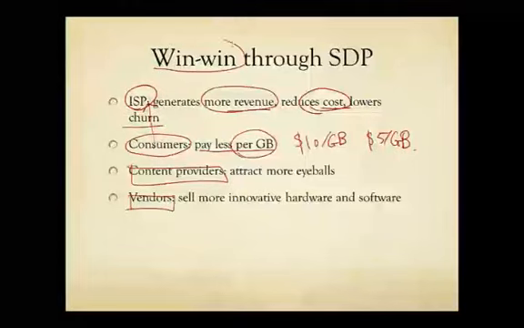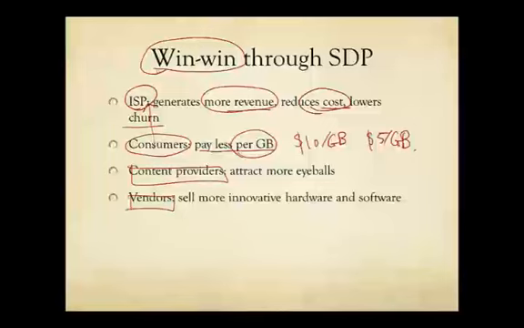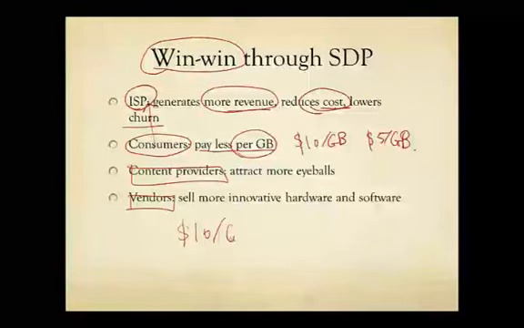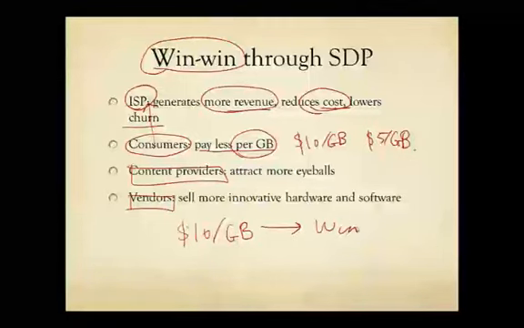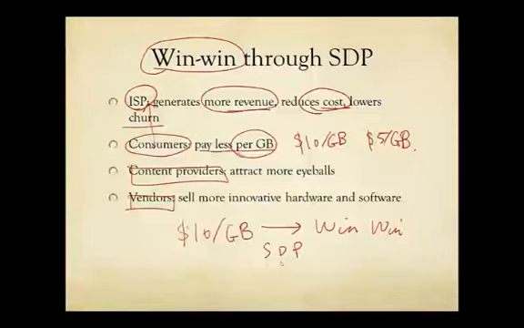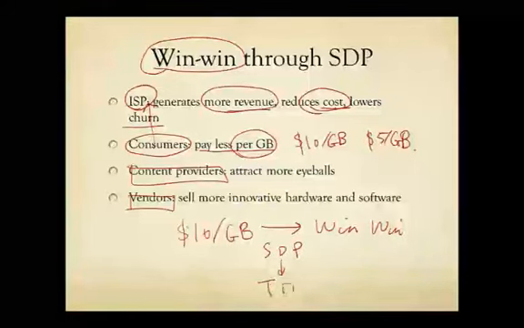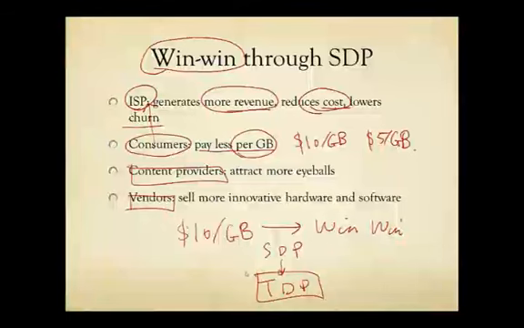So the question is, how can we achieve such a wonderful win-win? How can we go from the current state, which is $10 a gigabyte, to such a win-win through different smart data pricing, SDP? Now we will look at a specific case called time-dependent pricing in most of the rest of this lecture, and then advanced material go into a couple of other topics.